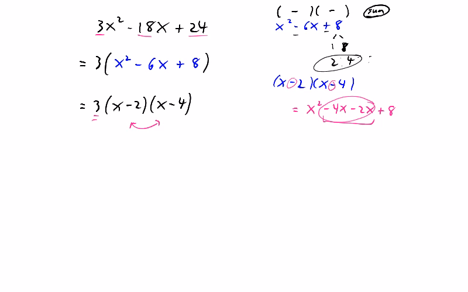The x minus 2 and the x minus 4 are pretty interchangeable. Okay, so let's look at another example that's slightly more complicated. 15x squared plus 2x minus 8. Okay, so pause the video and try to work it out, and then come back and see the solution.